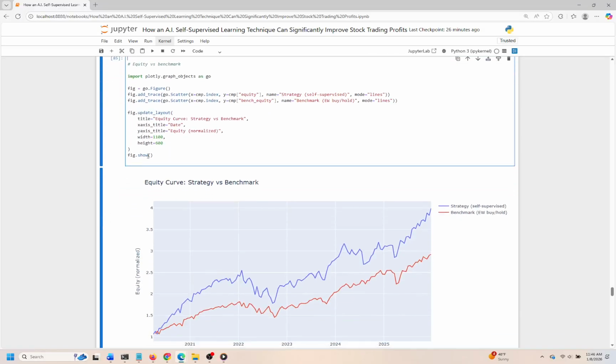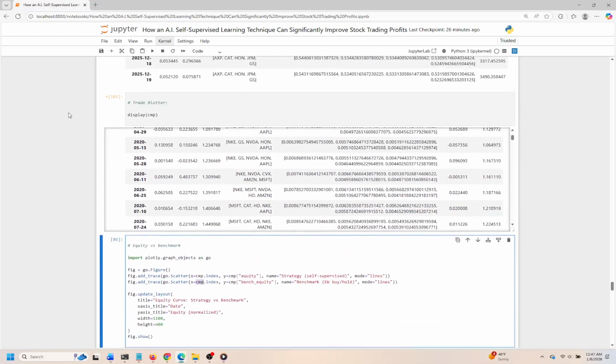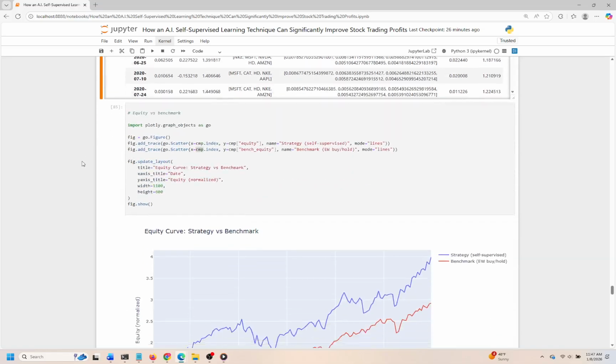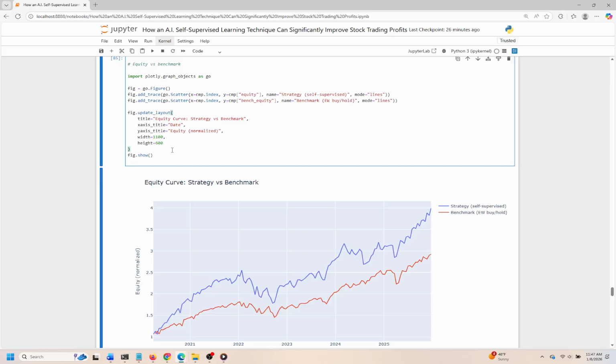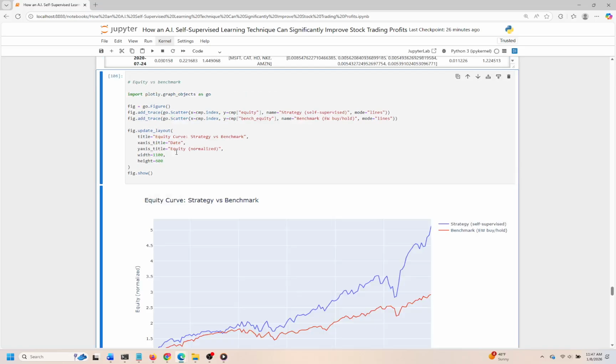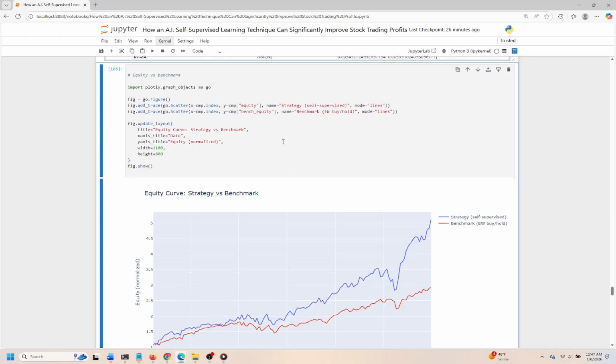Cell 25. In this cell, we're visualizing the performance of our self-supervised strategy in comparison to a benchmark that represents a traditional equal-weighted buy and hold approach. This is crucial because it allows us to assess not only the effectiveness of our strategy, but also how it stacks up against conventional investment methods over time.